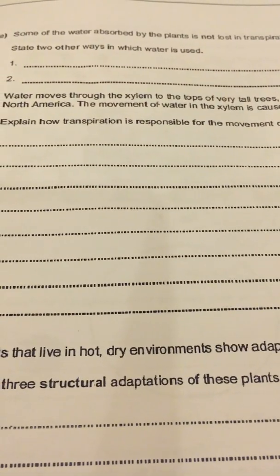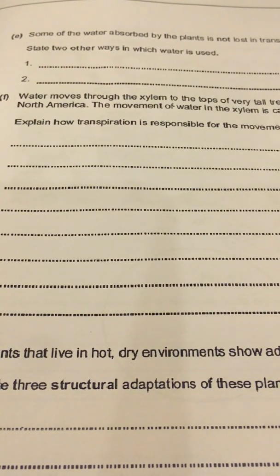Now, some of the water absorbed by the plant is not lost in transpiration. So here the question asks you to give other functions or the role of water in the plant. Here you can say it is used for chemical reactions. That is very important for chemical reactions in the cytoplasm. Also, you can say it is a raw material for photosynthesis. As we know, it is one of the reactants in the photosynthesis equation. You can say to keep the turgidity or the shape of the cell.